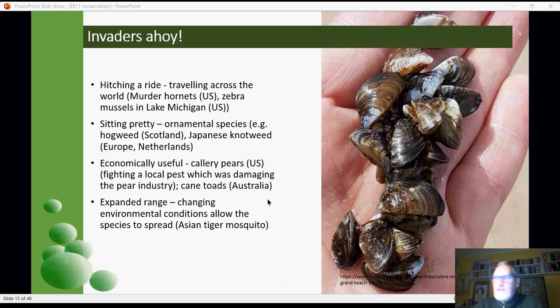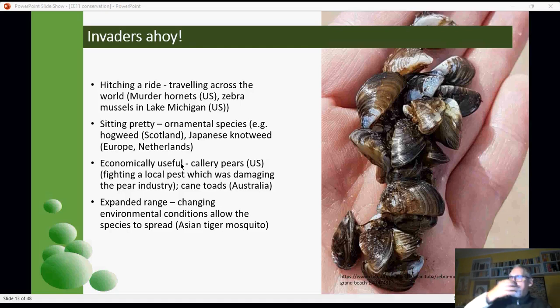Other types of invaders, such as hogweed. This is a big problem in Scotland. It's quite an impressive plant, but it's actually quite dangerous. And it was introduced as an ornamental species in the 1800s. Japanese knotweed is a similar type of thing. I've got a little bit more information on that in the Netherlands.